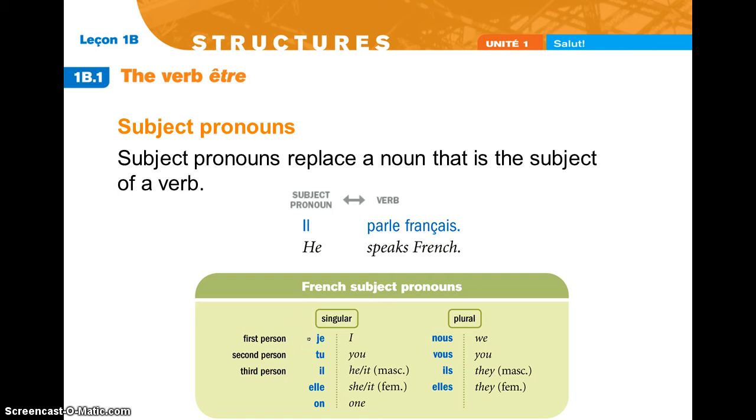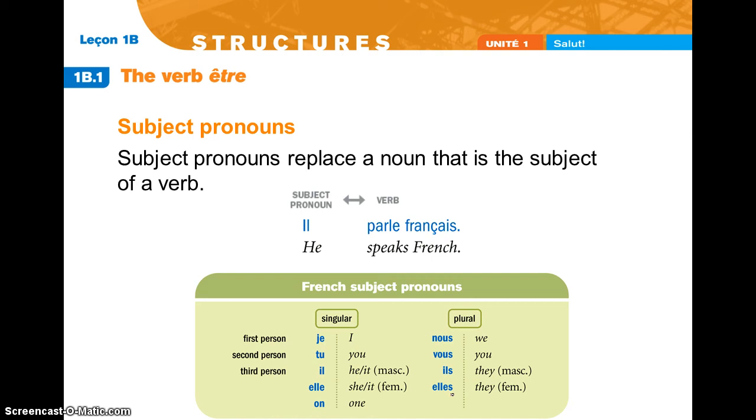Je, tu, il, elle, on, nous, vous, ils, elles. You probably noticed that in all of the plural subject pronouns, the last S remained silent.